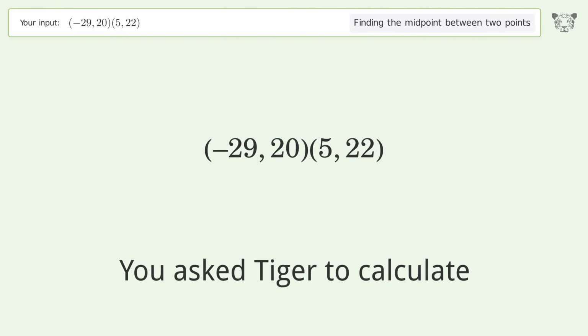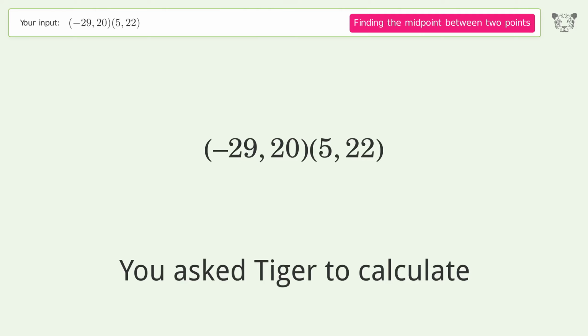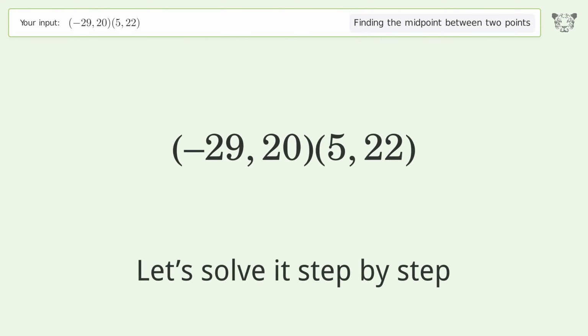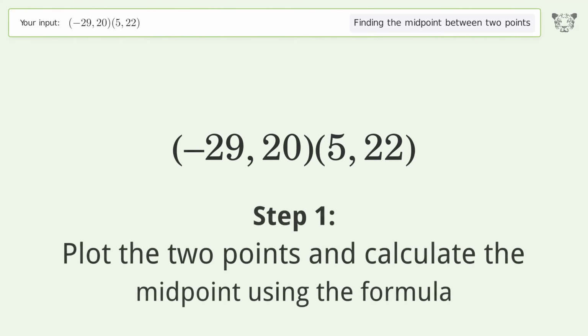You ask Tiger to calculate. This deals with finding the midpoint between 2 points. The midpoint between the 2 points is -12,21. Let's solve it step by step. Plot the 2 points and calculate the midpoint using the formula.